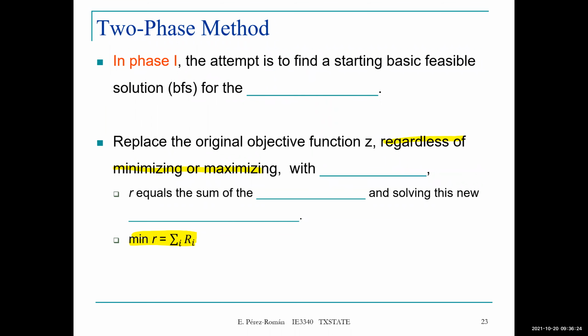And then, as I mentioned already, in phase one, we attempt to find the starting basic feasible solution for the original problem. And we're going to be replacing the original objective function, regardless of whether it's minimizing or maximizing, with the minimization of the summation of the artificial variables, which is the objective function that you see in that last bullet.